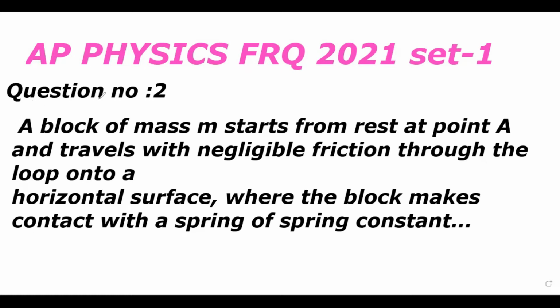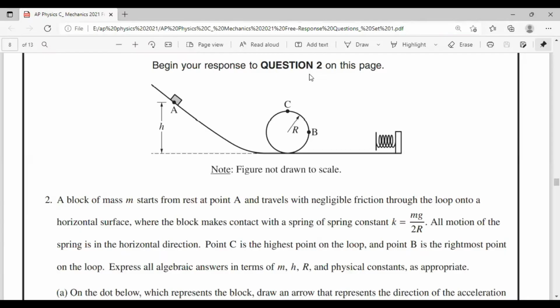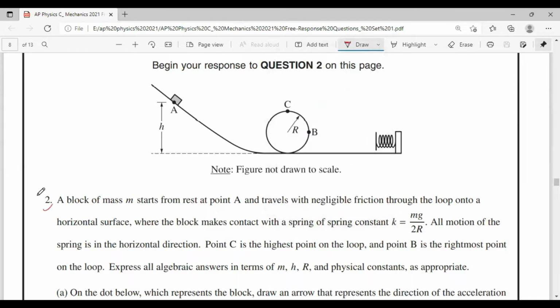Let us see question number 2 of 2021 set 1, that is the AP Physics FRQ, free response question. So friends, in this video we will discuss question number 2. First of all, we will read the question carefully and get the idea of the question.